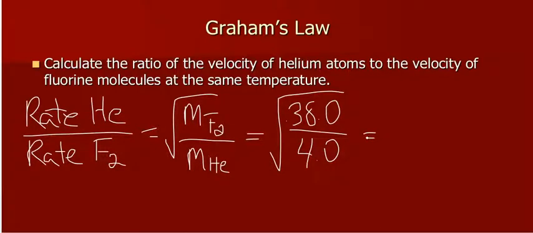Solve this. 38 divided by 4, take the square root. You get 3.08. And again, we have to make a comparison because it says calculate the ratio. Well, the ratio is 3.08 to 1. So helium atoms are 3.08 times faster than fluorine molecules.